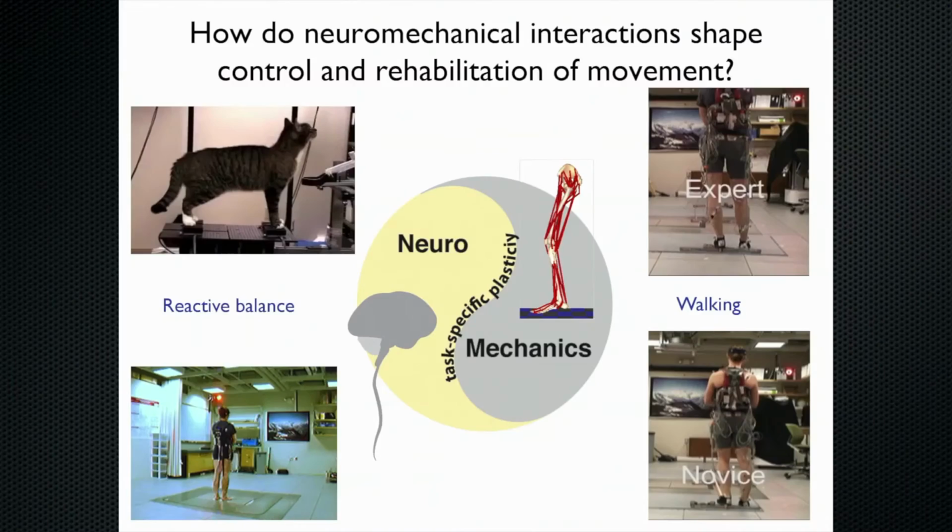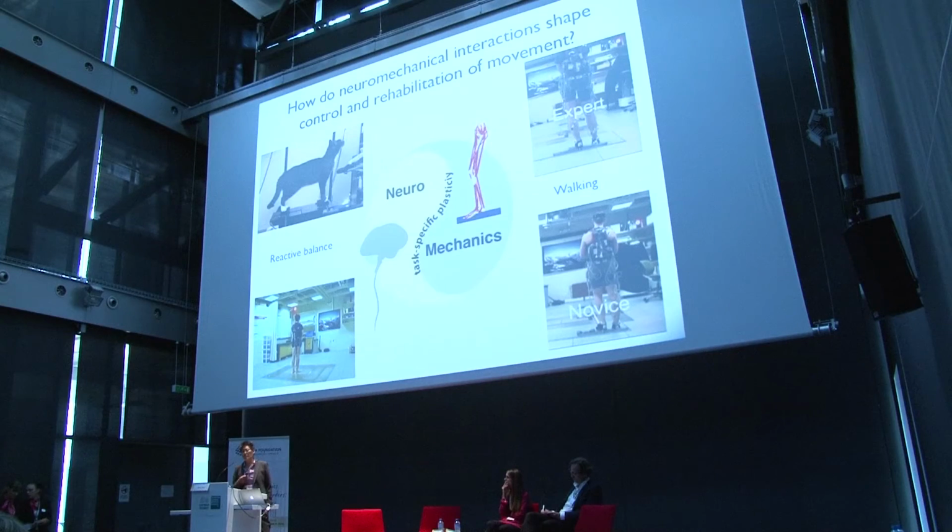So first of all, I'm interested in how interactions between the nervous system and the biomechanics of the body shape how we move. And particularly, the types of paradigms that I'll be showing you today are shown here. I started by looking at reactive balance control, both in an animal model, the cat here, where the platform moves. We also study those things.